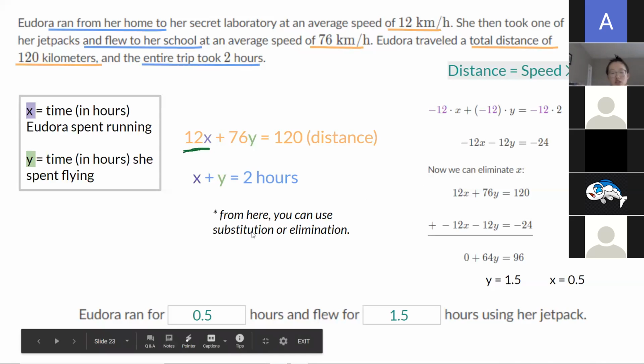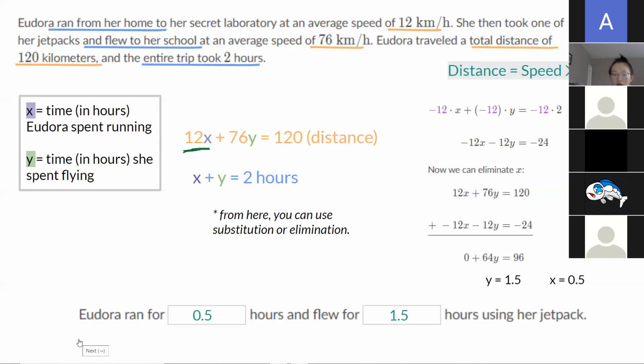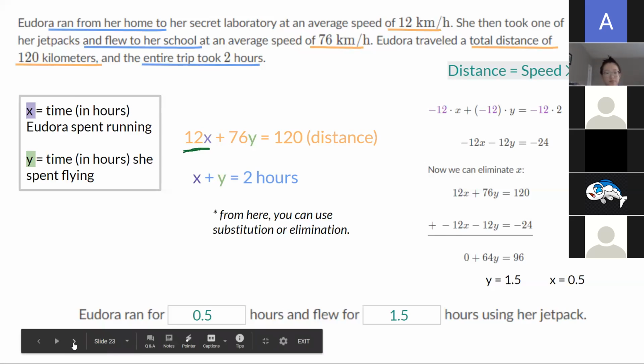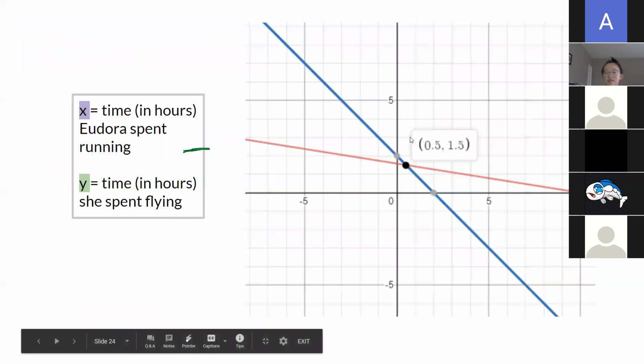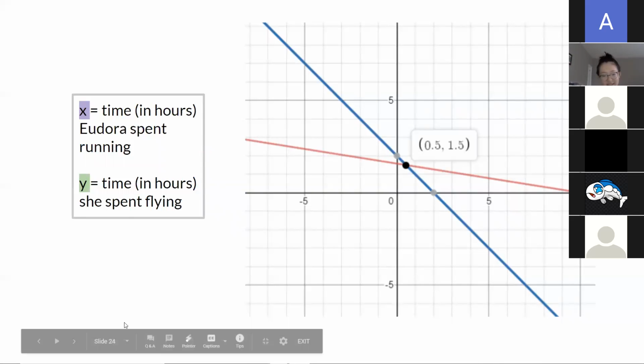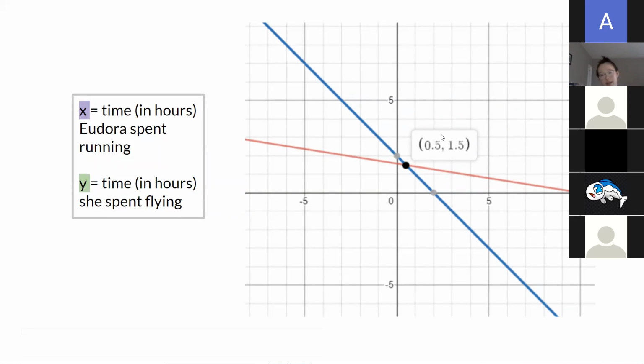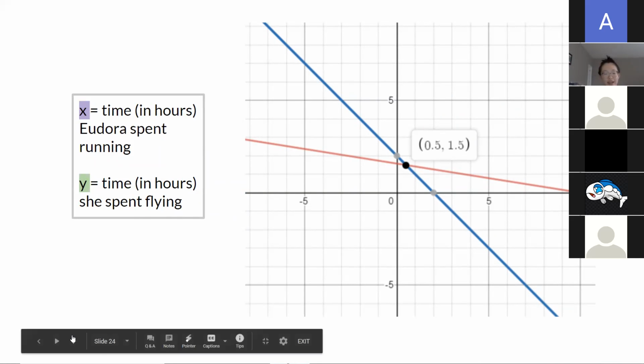Does anybody have any questions? Okay. So as you see, you can double check your answer if you have access to a graphing calculator. I just graphed it. It's kind of obvious. The calculator basically gave me 0.5, 1.5. Just remember your x and y and differentiate the two, and make sure you don't get confused.